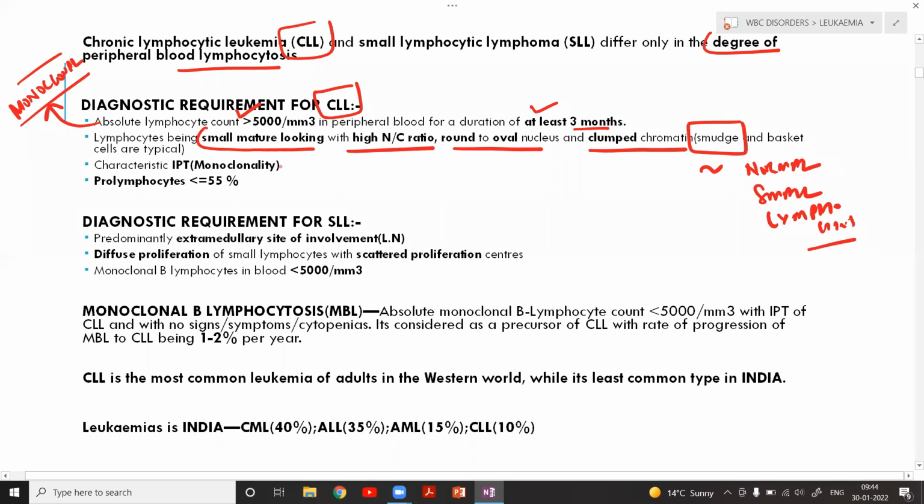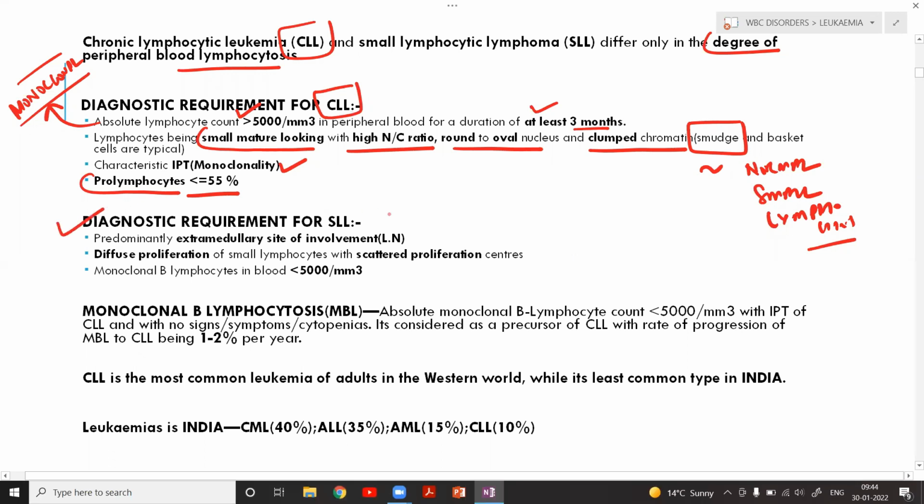Now, characteristic IPT should be there. That is going to demonstrate the monoclonality. And pro-lymphocytes are basically those lymphocytes which are having prominent nucleolus. They are slightly larger than the normal lymphocytes. Okay, I will show you what pro-lymphocytes are. The level of pro-lymphocytes should be less than or equal to 55%. That is the requirement for the diagnosis of CLL.